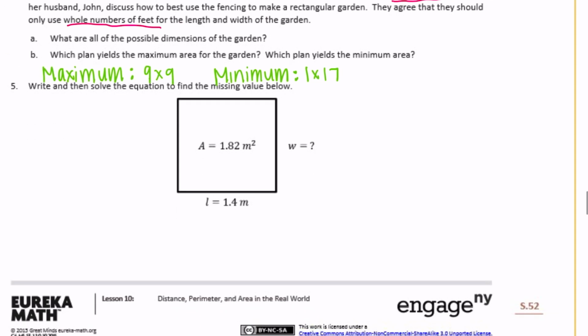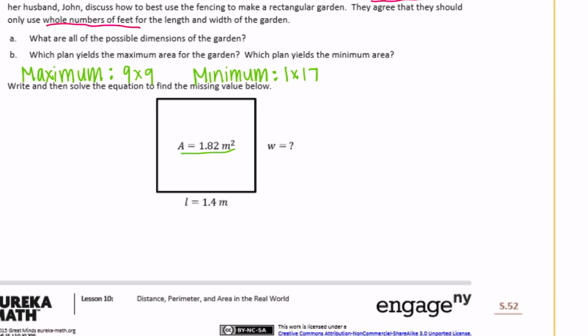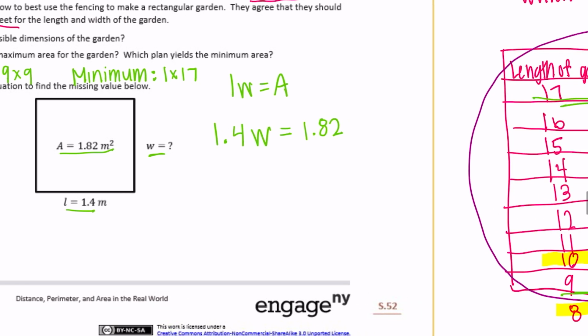Number 5, write and then solve the equation to find the missing value below. So we've given the area, we know the length, we don't know the width. And it's the area of a square, or a rectangle, we don't know if it's a square. And we know that the area of a rectangle is equal to length times width. So the length is 1 4/10, the width is unknown, and the area is equal to 1 82/100. So the way we can solve this is to get W alone, get the width alone.